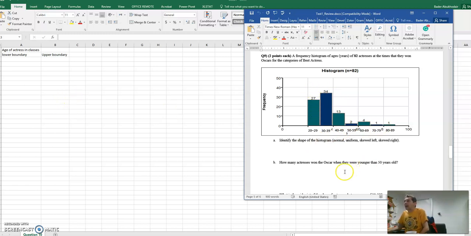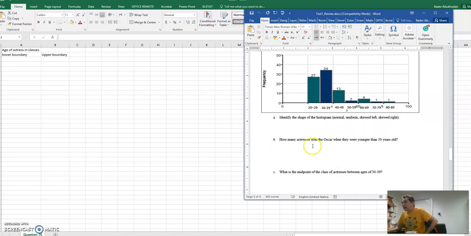Okay. Anyway, so answering this question 9, it says identify the shape of the histogram. Is it normal, uniform, skewed right, skewed left? It is skewed right. Okay, how many actresses won the Oscar when they were younger than 50 years old?